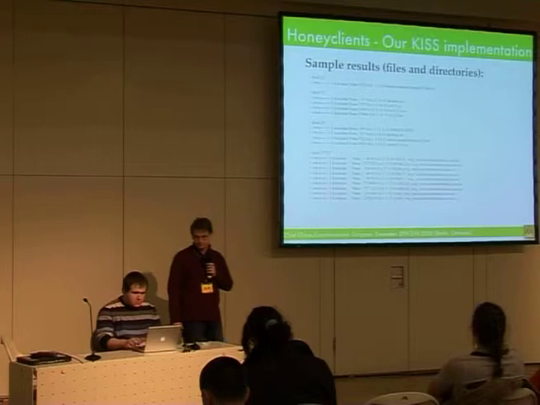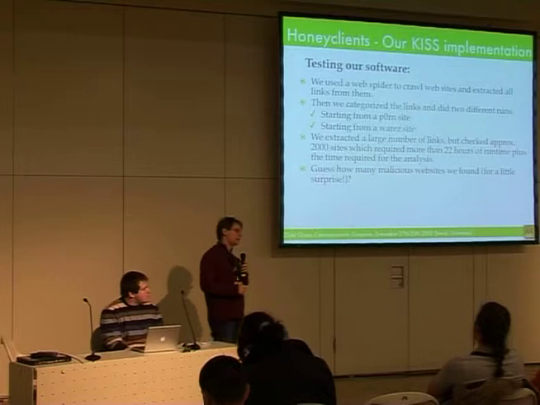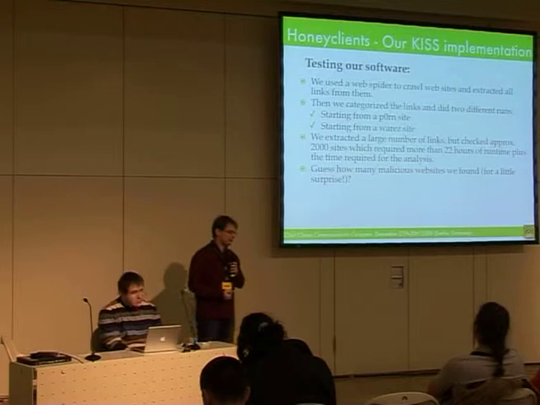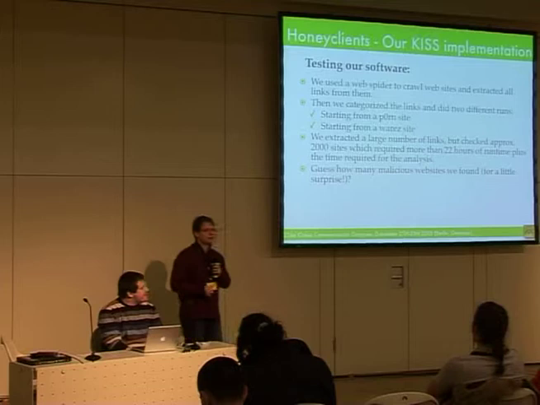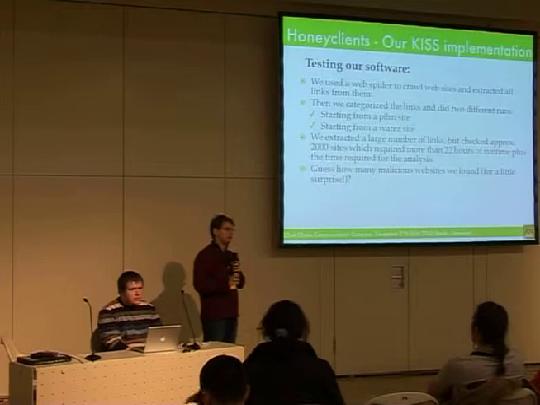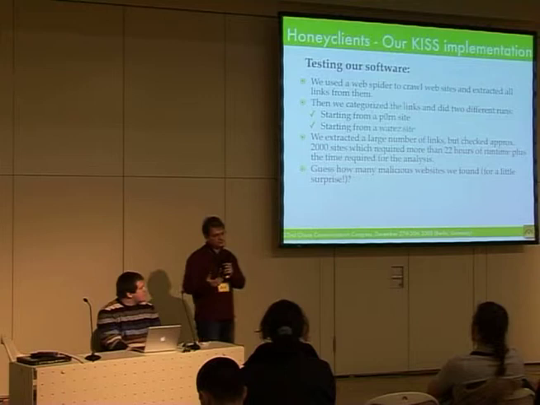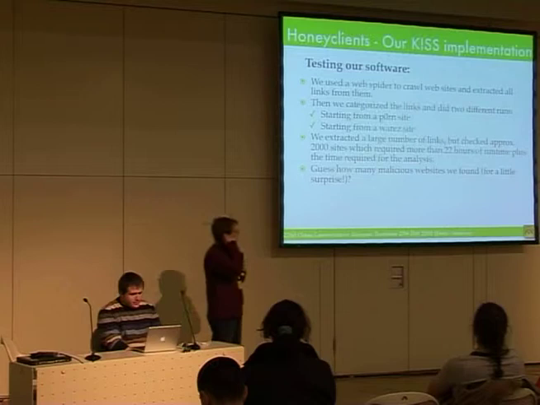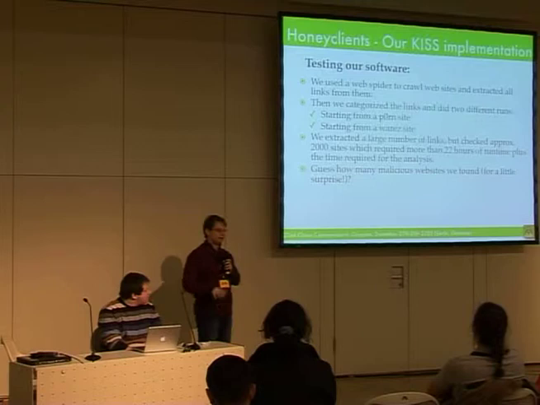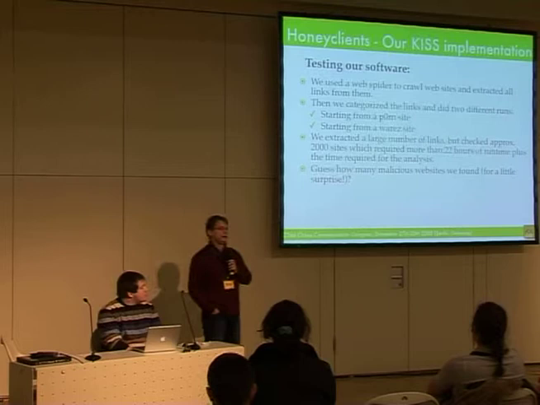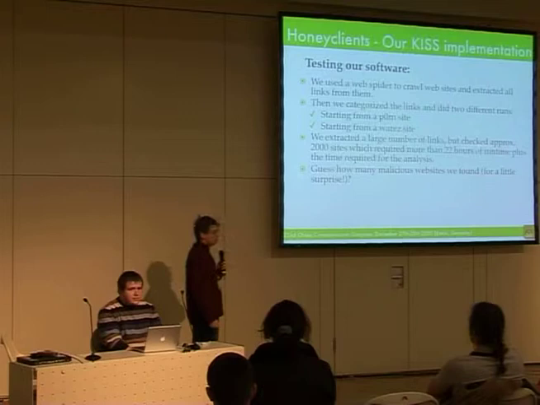Okay, how did we test it? Of course, the tool is actually not the value. The value in finding malicious websites is the point where you are starting from. If you just start to browse the net, you will probably find a malicious website with a very low chance. But if you start from a malicious site, then all links from that site have a much higher chance of being malicious. So we did two different runs. We crawled links and structures starting from a porn site, because we assumed that porn sites are malicious with a high chance, and we did the same with a warez site.